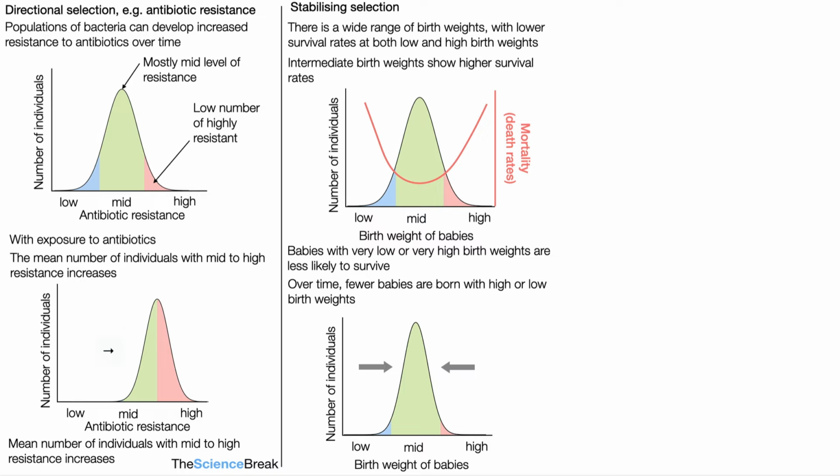There is what we call a selection pressure from both sides. In our graph of directional selection, there was a selection pressure towards the right.